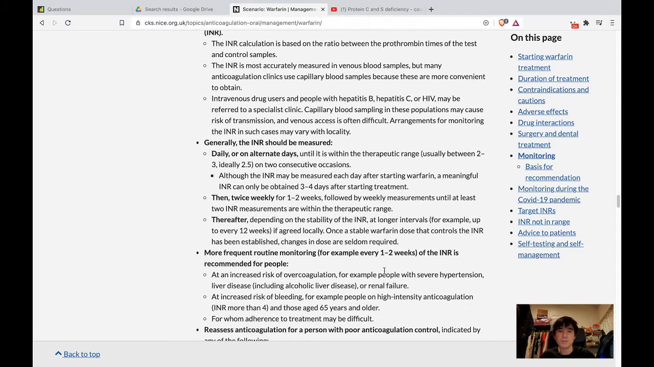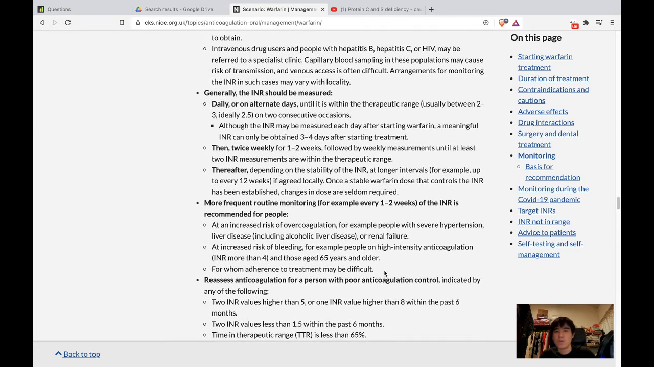Arrangements for monitoring the INR in such cases may vary with locality. Generally, the INR should be measured daily or on alternate days until it's within the therapeutic range, usually between 2 to 3, ideally 2.5 on 2 consecutive occasions. Although the INR may be measured each day after starting warfarin, a meaningful INR can only be obtained 3 to 4 days after starting treatment, then twice weekly for 1 to 2 weeks, followed by weekly measurements until at least 2 INR measurements are within the therapeutic range.